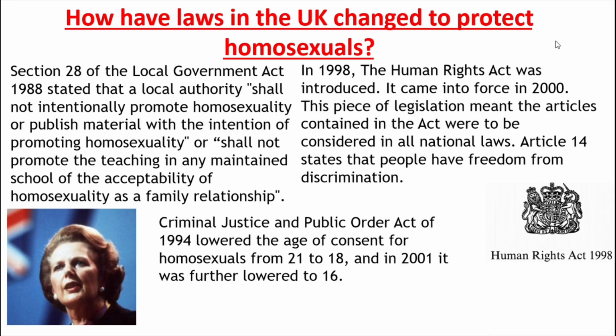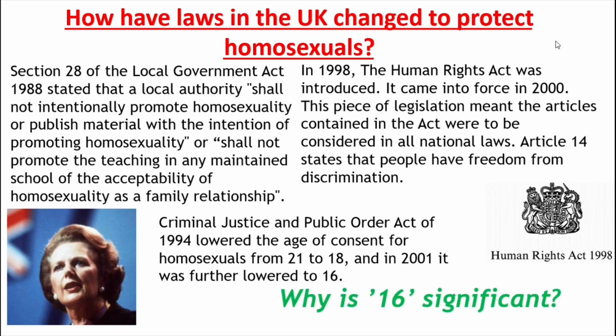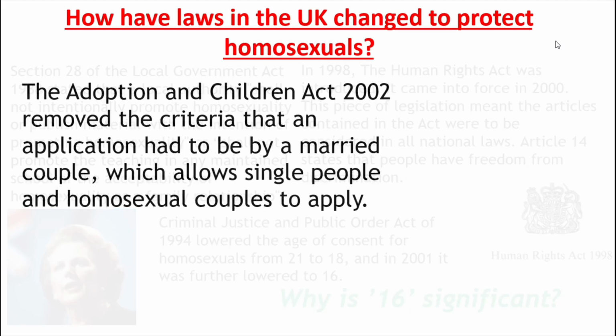In fact, in 1994, the Criminal Justice and Public Order Act lowered the age of consent for homosexuals from 21 to 18, and in 2001 it was further lowered to 16. Why is 16 significant? Well, the reason why is at this point you can see that homosexuals are being treated equally by the law to heterosexual couples, because the age of consent for both heterosexual and same-sex couples is 16 at this stage under this piece of legislation.